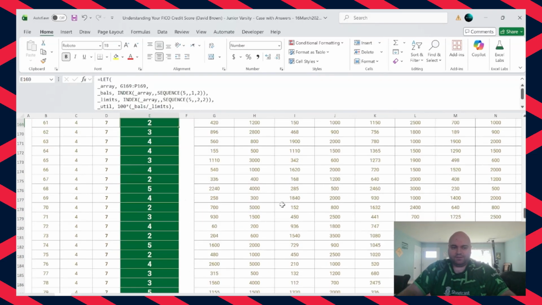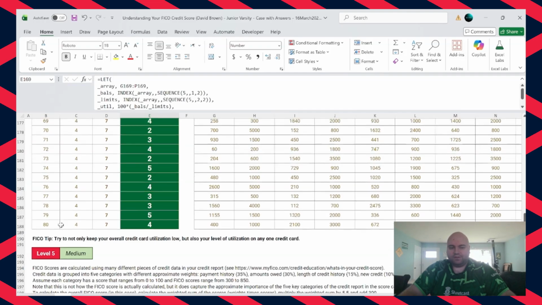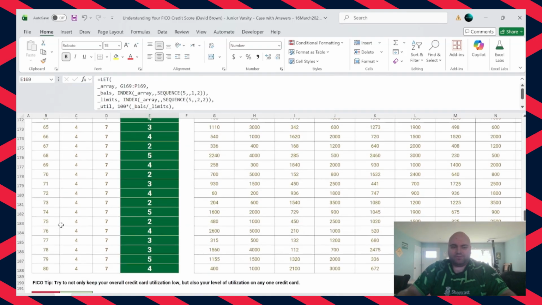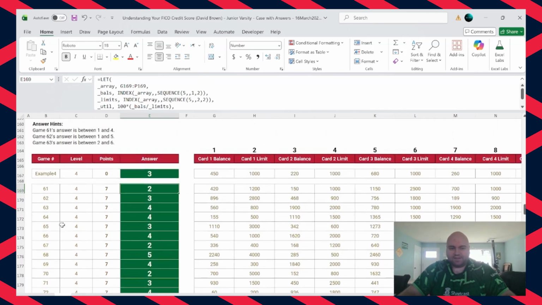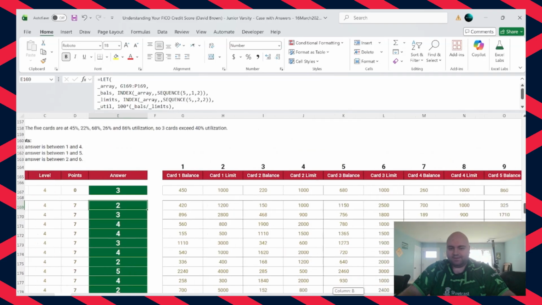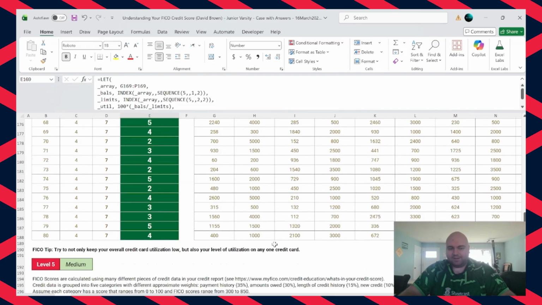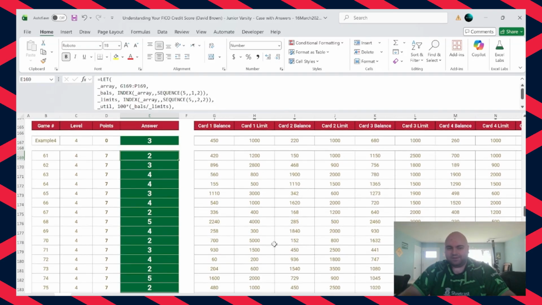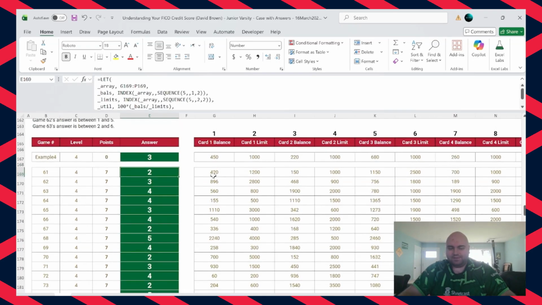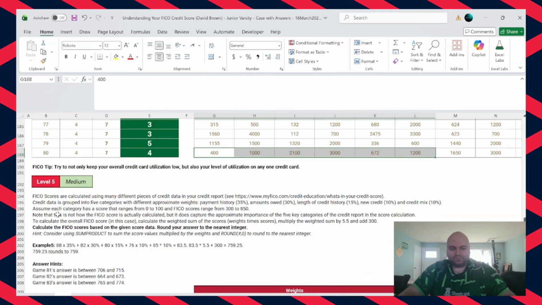All right. FICO tip. Try not only to keep your overall credit card utilization low, but also your level of utilization on any one credit card. Just to step out of the game for a second, obviously, if Alex is looking to buy a car, ideally they wouldn't have any balances because they're not carrying any debt. They would be in a better financial picture if they are trying to buy a car. And keeping the utilization low also involves just carrying as little debt as possible.